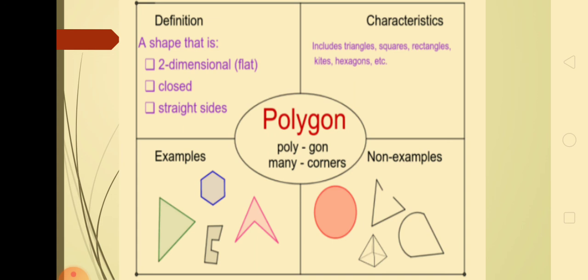Then how was the name polygon created? Poly means many and gon means corner. More than two vertices is called a polygon. Then for an example, look at the screen. Then for a non-example, look at the screen. A circle is a non-polygon. Then the next point.